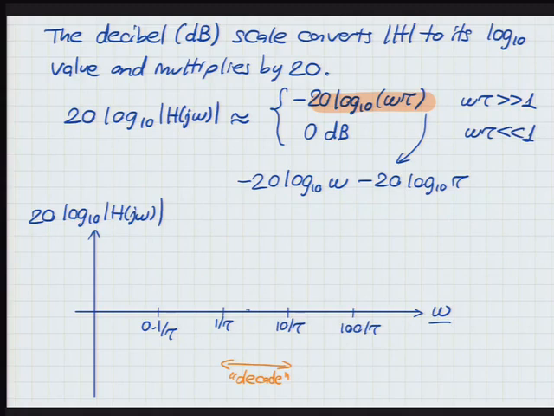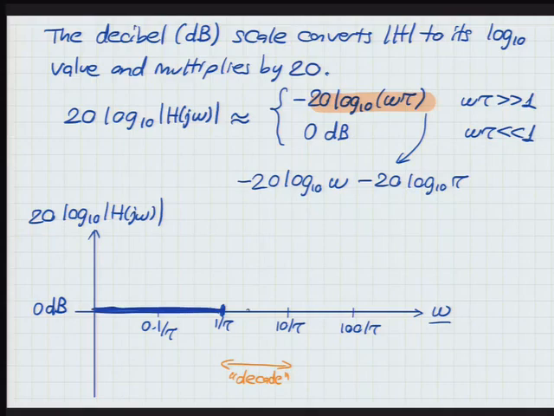Now, what is our approximation? Our approximation says when omega tau is a lot smaller than 1, which means that omega is a lot smaller than 1 over tau, that means up to this point, right? Before this point, we're approximating it with 0 dB. So this is our first straight line in the approximation, up to omega equals 1 over tau.